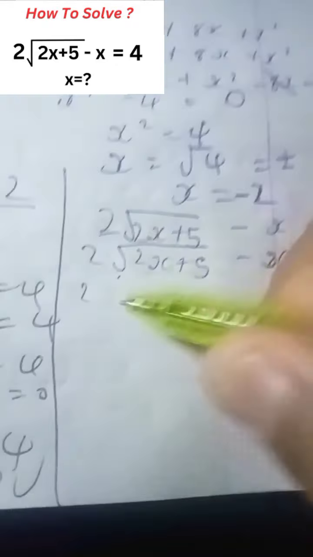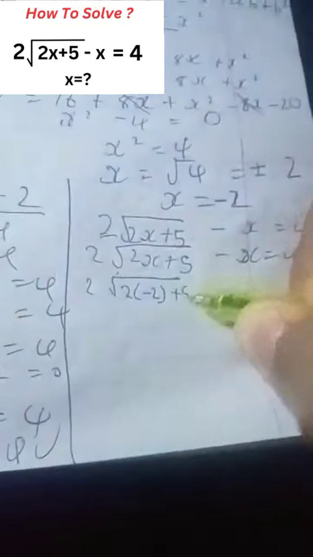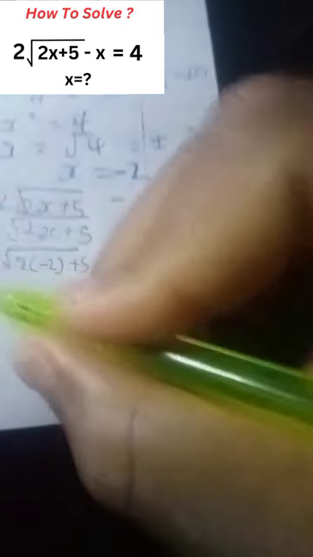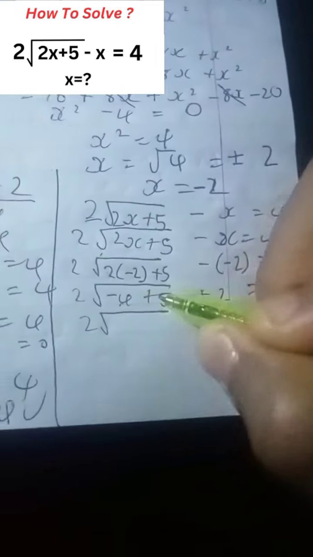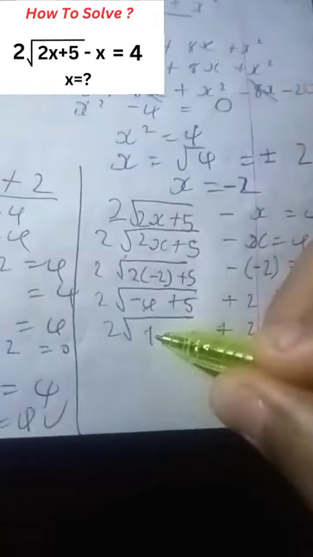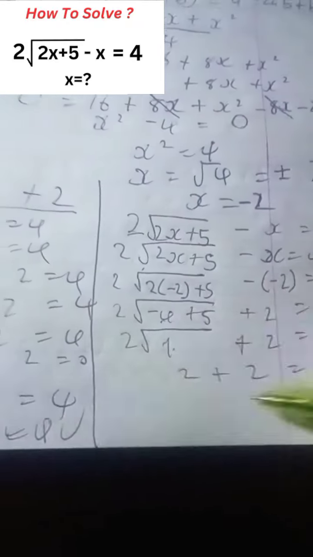When x is equal to minus 2, 2 times the square root of 2 times minus 2 plus 5, minus (minus 2), is equal to 4. 2 times the square root of minus 4 plus 5, plus 2, since minus times minus is plus, is equal to 4. 2 times the square root of minus 4 plus 5, that is 1, plus 2 is equal to 4. 2 times the square root of 1, that is 2 times 1, which is 2, plus 2 is equal to 4. 4 is equal to 4.